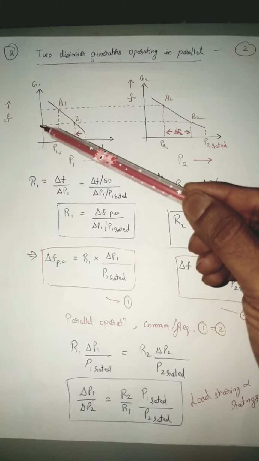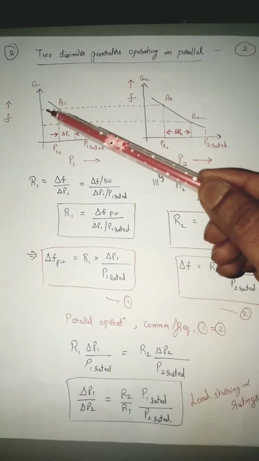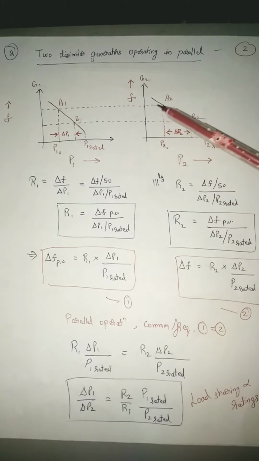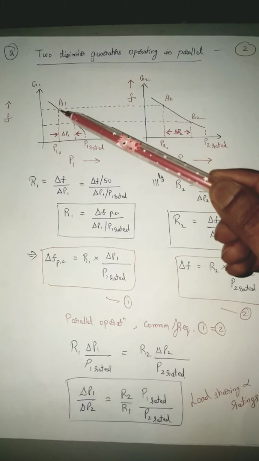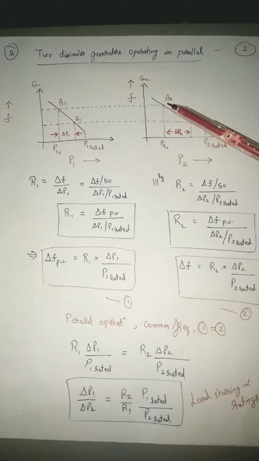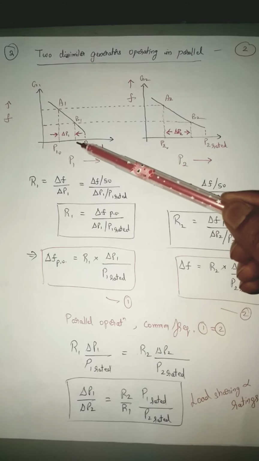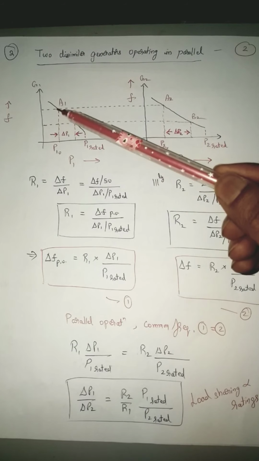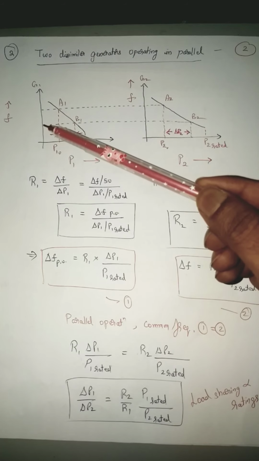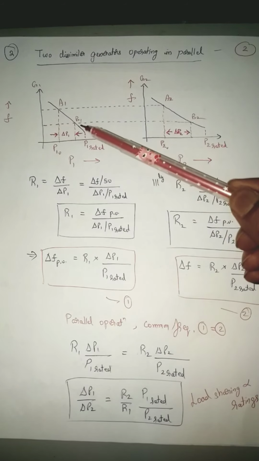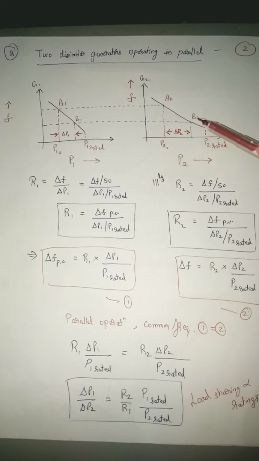Now you can see here this first line represents nominal frequency. Obviously this represents some other frequency other than the nominal value. So initially under normal operating conditions, both the generators are operating at A1 and A2 operating points. Then later on as the load demand increases, the frequency is going to reduce and the operating point of generator 1 will be B1 and generator 2 will be B2.